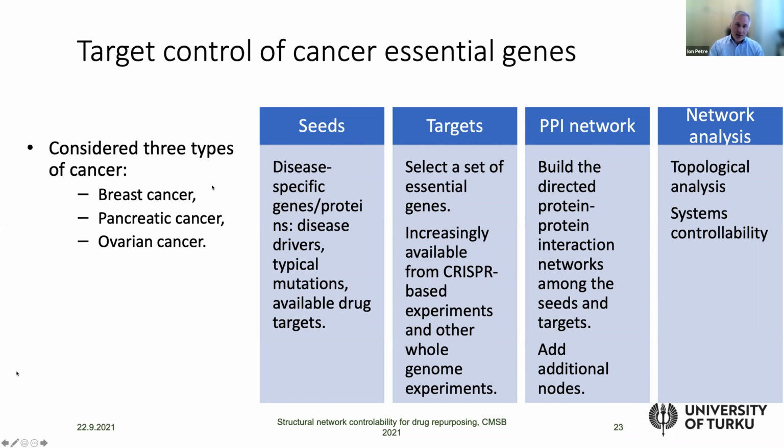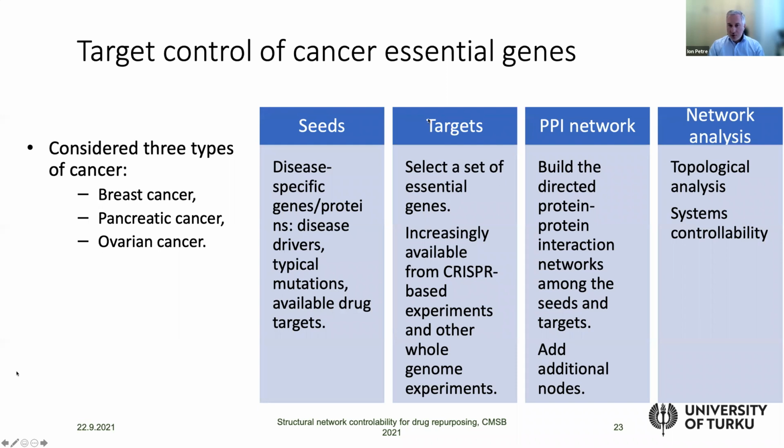First of all, we said, okay, what's specific to this disease? In other words, what are the seeds that we are going to use when we generate a network? So this would be disease-specific genes and proteins. These would be drivers and typical mutations, and what kind of drug targets you have in the standard therapy lines for this disease.